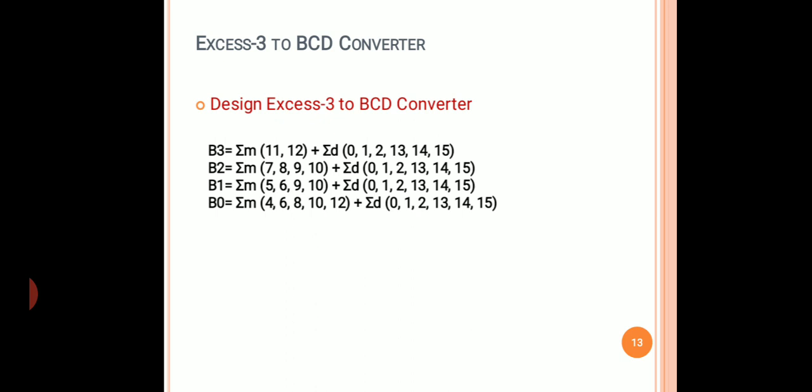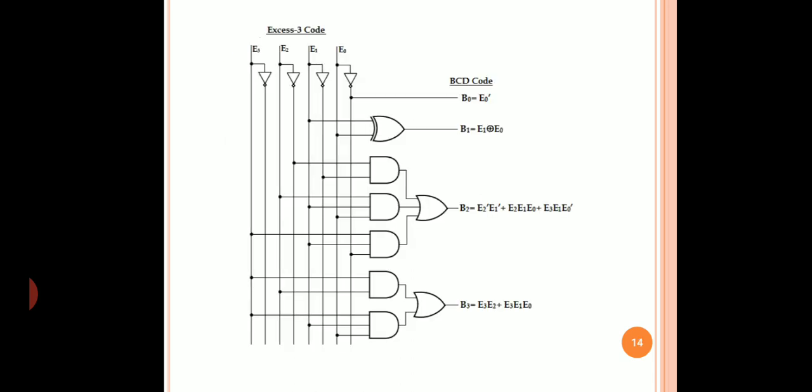First expression: summation of small m 11, 12, these are the outputs when B3 is high, plus summation d, that is in case of don't care, 0, 1, 2, 3, 14 and 15. Why 0, 1, 2? Because the minimum XS3 number will be 3, which is at the input side now, and the maximum XS3 number we have considered is 12. So for 13, 14, 15 in those cells you will enter don't care. Similarly for all the outputs. Then we will simplify it and implement by using logic gates like this.